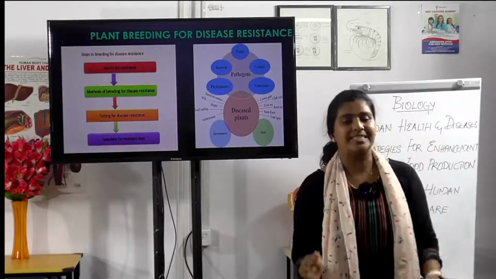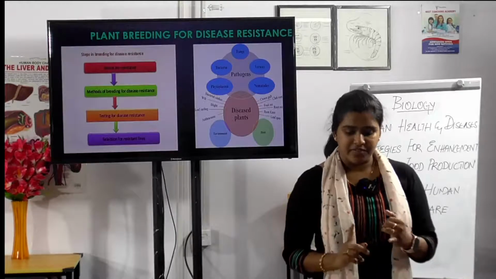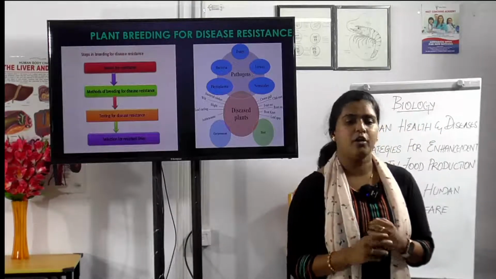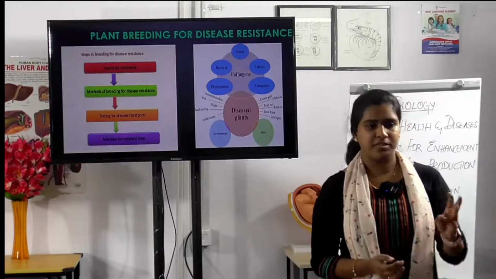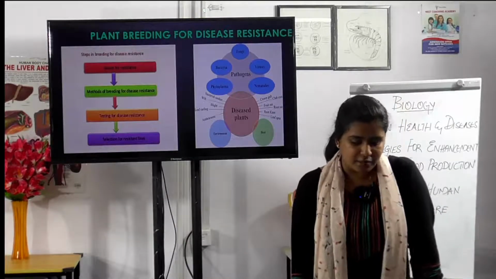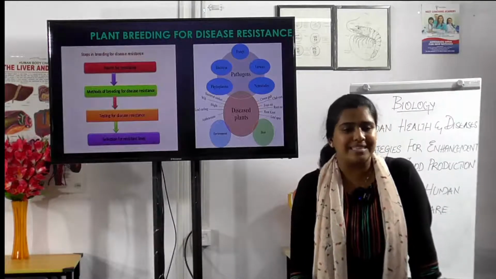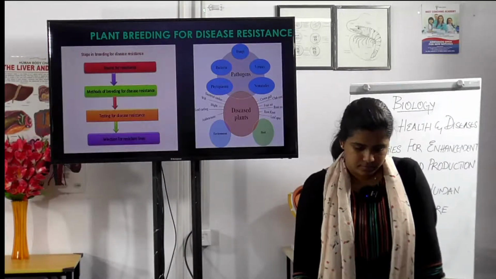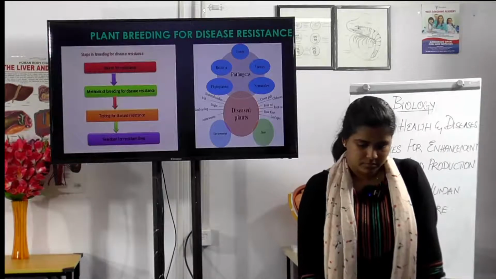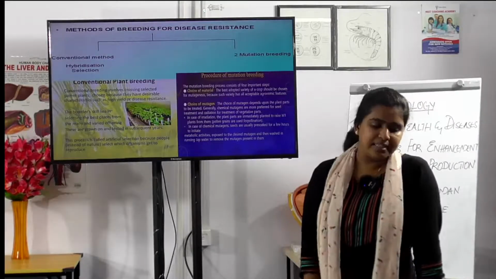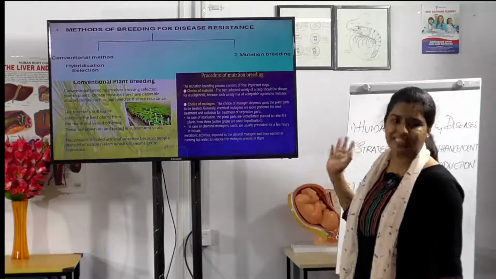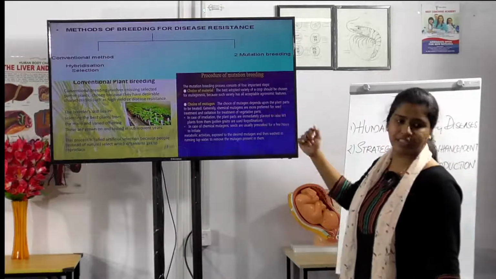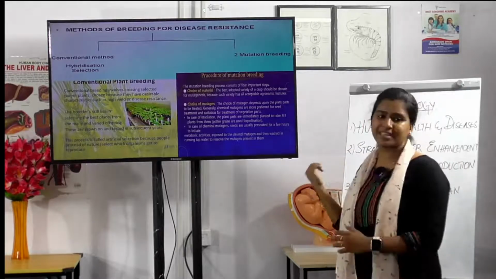Okay, now let us see the advantages of plant breeding. The first one is it enhances food production by reducing the losses due to disease. And another, it reduces the dependence on fungicides and bactericides. Okay, and these are the methods for breeding for disease resistance. The first one is the conventional method, that comes under hybridization and selection. Another one is the mutation method.